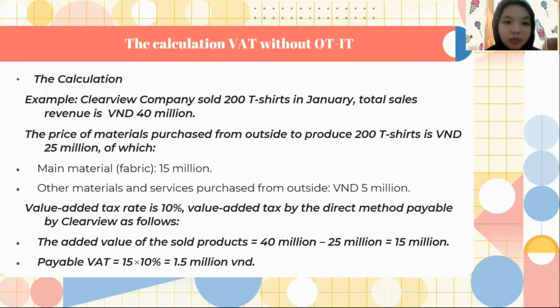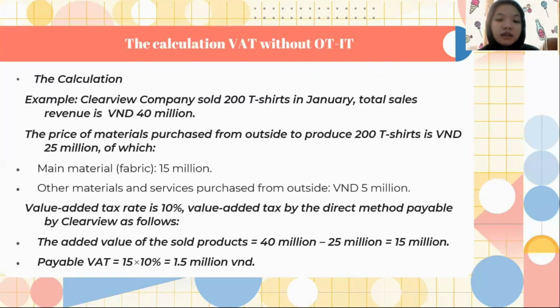So we'll go to the problem. The example is that Clearview company sold 200 t-shirts in January. Total sales revenue is 40 million VND, and the price of material purchased from outside to produce 200 t-shirts is 25 million VND, of which main material fabric is 15 million, and other materials and services purchased from outside is 5 million VND. The value added tax rate is 10%.